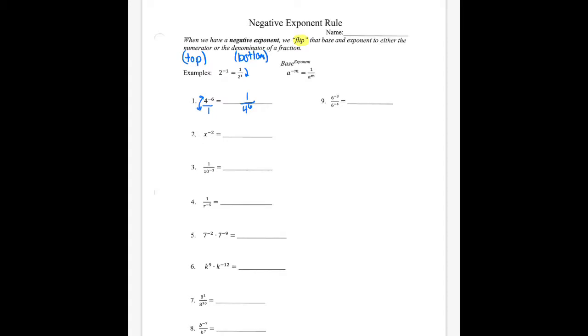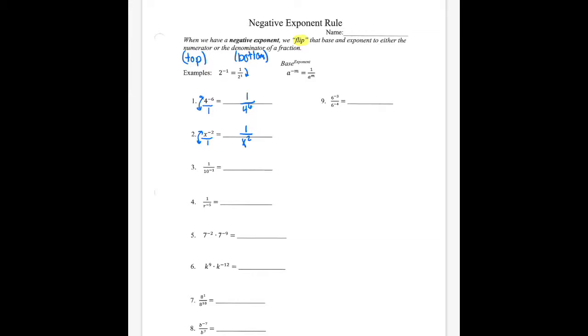The next one is the same idea. We have x to the negative 2nd power. We want to make that exponent positive. So we put a 1 on the bottom to make it a fraction. We flip the x to the negative 2, and then we put a 1 on the top, x to the positive 2 on the bottom. So as you can see, the goal of this is to always end up with a positive exponent instead of a negative one.